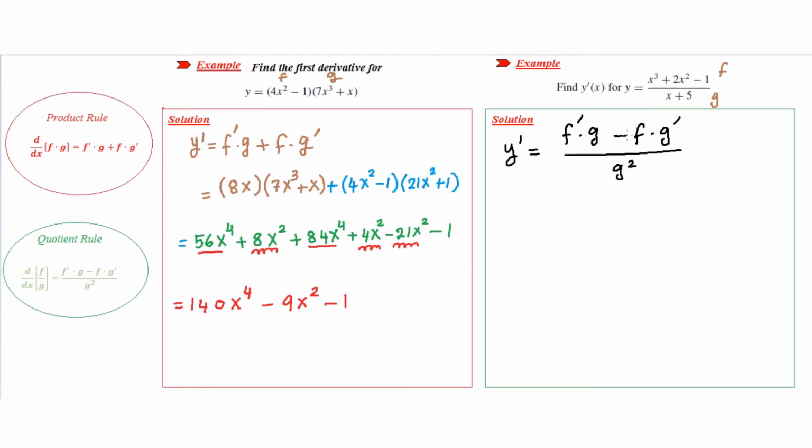Remember that we have a negative in the quotient rule, but we have a plus in the product rule. Also in the product rule you don't divide by any function. Okay, so this is equal to f prime, sorry, we have a different function, it is not 8x, so sorry for that. We have different functions in example 2.